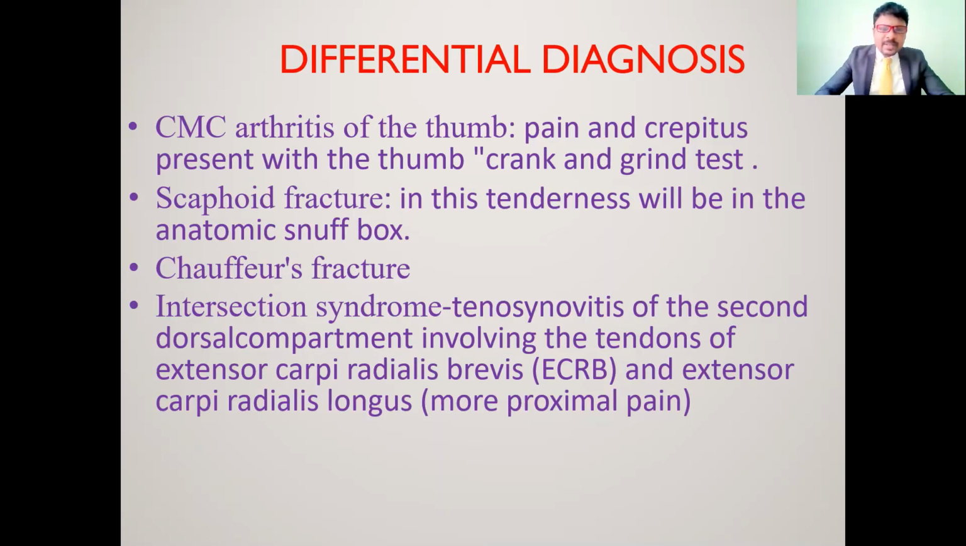And also those who have snuffbox fractures or any fractures around the wrist joint, and also intersection syndrome, a tenosynovitis involving the tendons of the second dorsal compartment, which are the extensor carpi radialis brevis and extensor carpi radialis longus. These two muscles also affect the second compartment. Just now we discussed all the 6 compartments. So if anybody has a second compartment problem, they may also get pain in the thumb region.